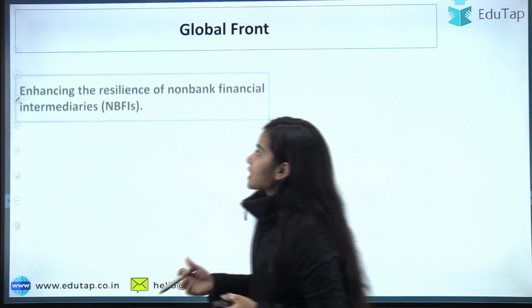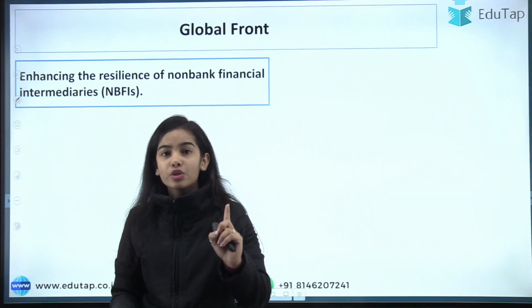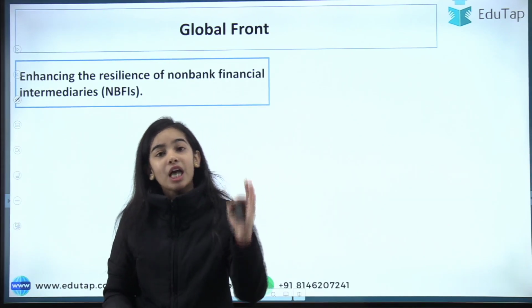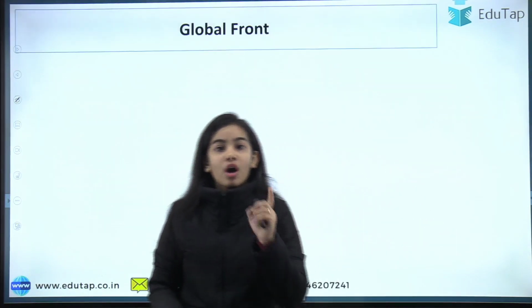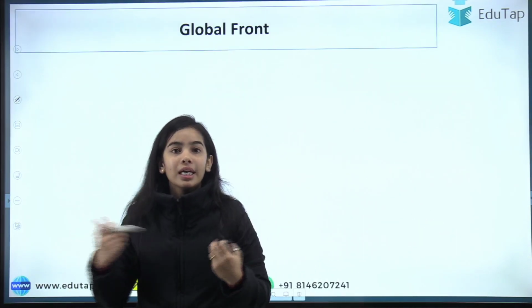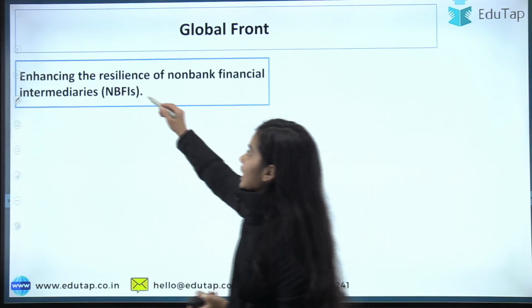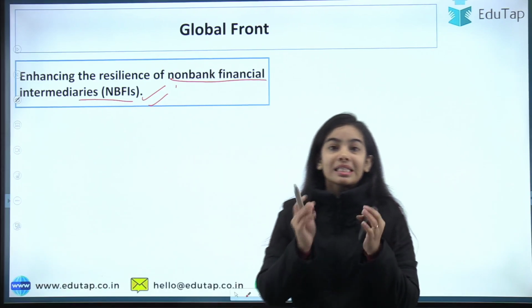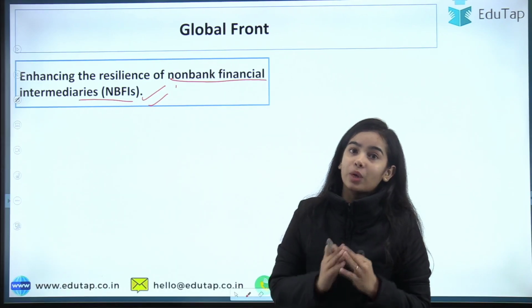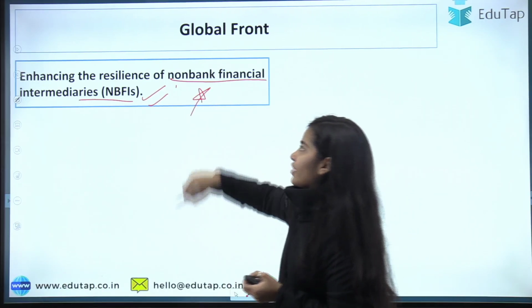So what are the steps that are taken? First step, we have understood that there is much problem coming. Now we will understand these initiatives one by one, so that we have better clarity. The first initiative is enhancing the resilience of the non-bank financial intermediaries, because they are the ones that are very fragile. That's why we have to make them very resilient.